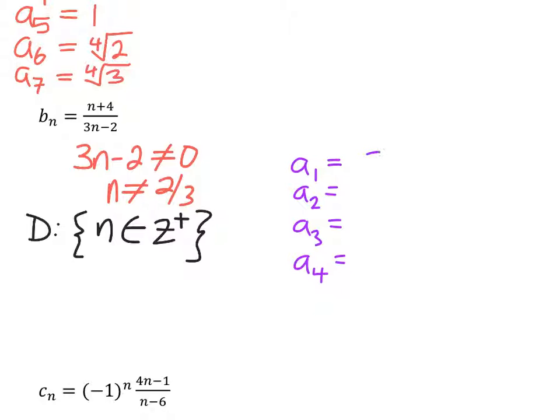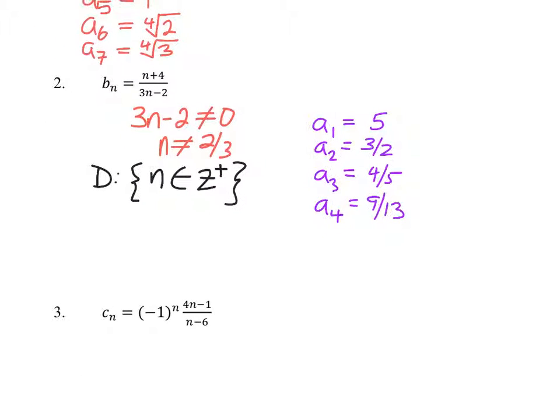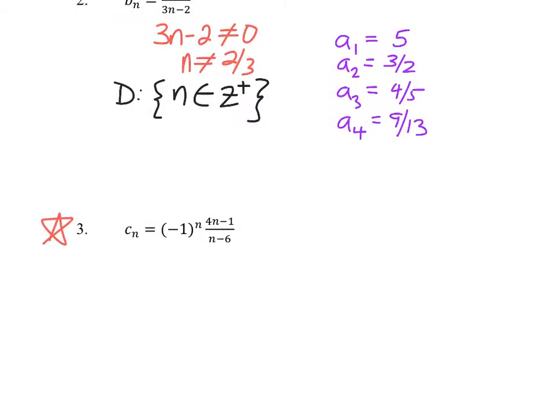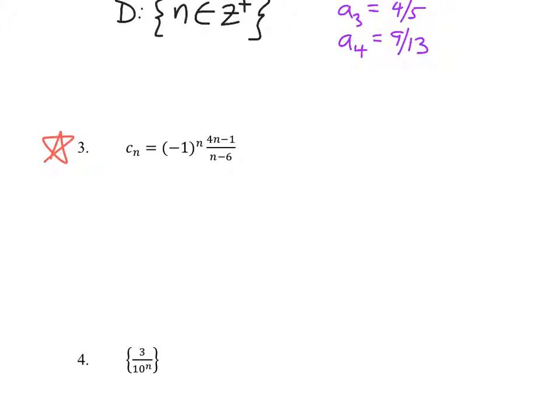So 5, 3/2, 4/5, and 9/13. All right. Number 3 is a very intimidating looking one, but it's no more difficult than the previous one. So I'm going to put a nice juicy star on that one, and also number 4.